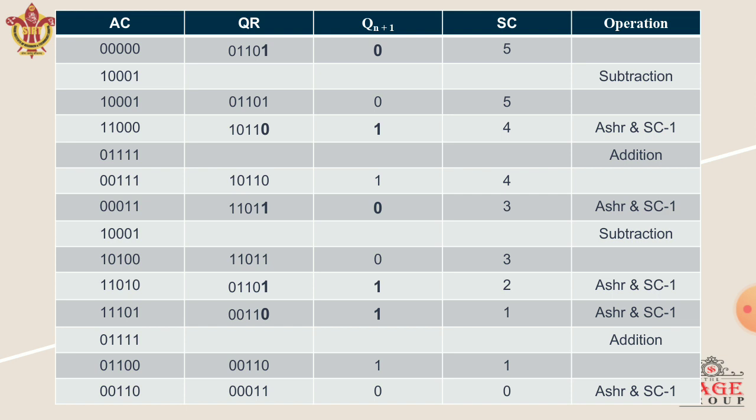Now again, first check the value of SC, whether it is equal to 0 or not equal to 0. If not equal to 0, then the loop continues. So check the value of Qn and Qn plus 1, and here the value of Qn and Qn plus 1 is 0 1. In the condition of 0 1, we add the value of BR into the AC. So the value of BR is 01111. Add this value to the intermediate value of AC.